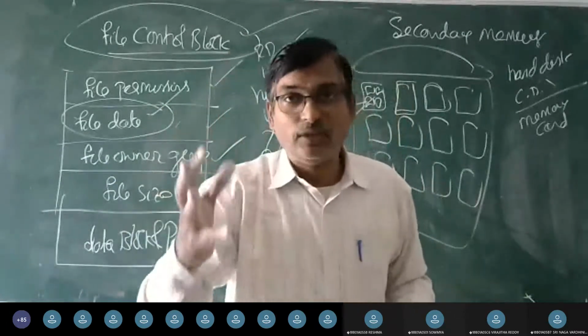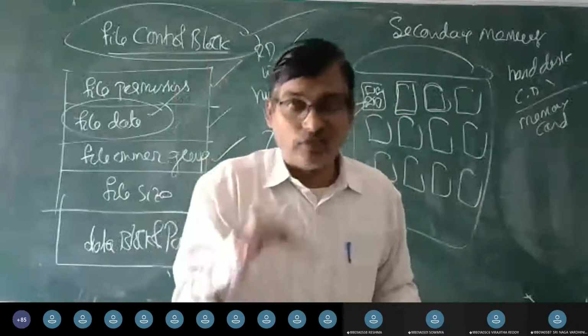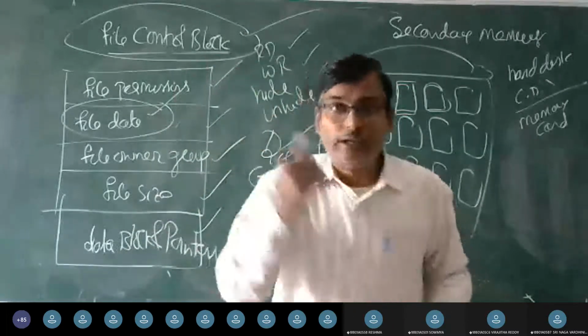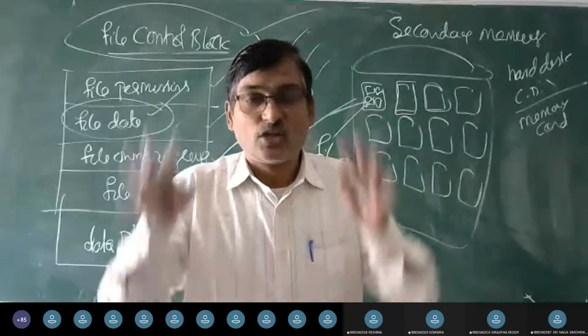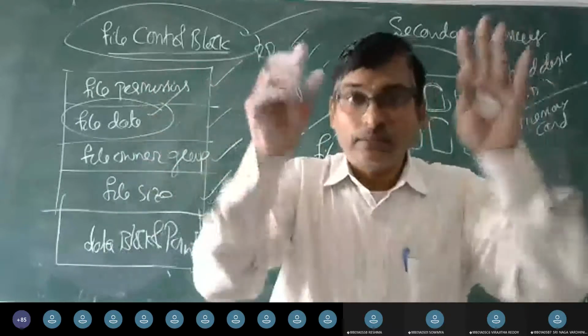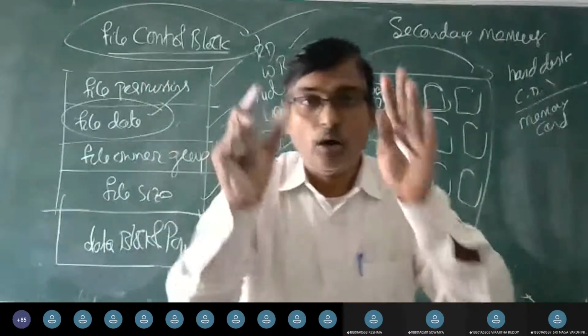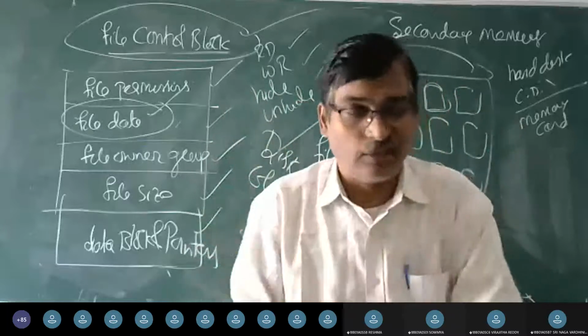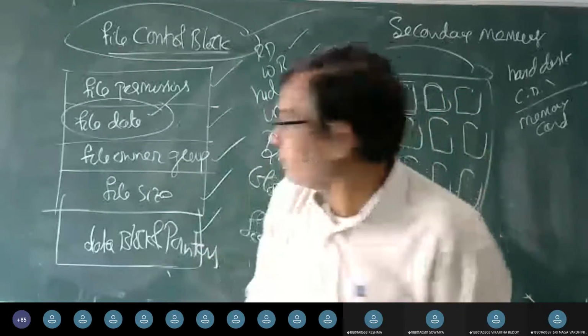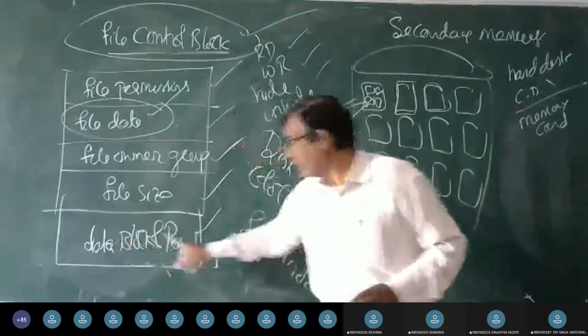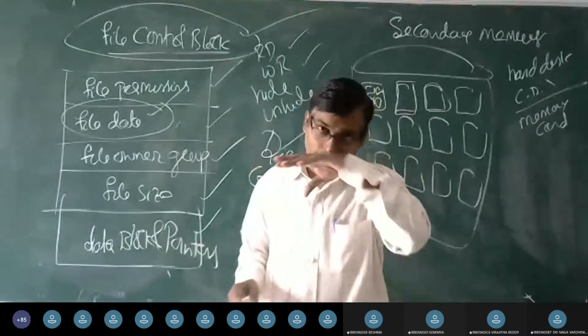So the name of the owner who has created that file will be recorded. Similarly, the file size, whether it is 4 GB or 4 KB or 1 KB. If I say 4 KB, then in that 4 KB, how many disk blocks are available, and what are the locations? Everything is going to be recorded. That is the locations, which we call the disk block content.